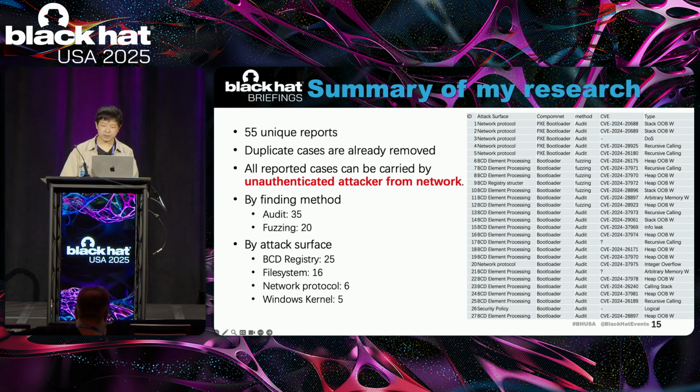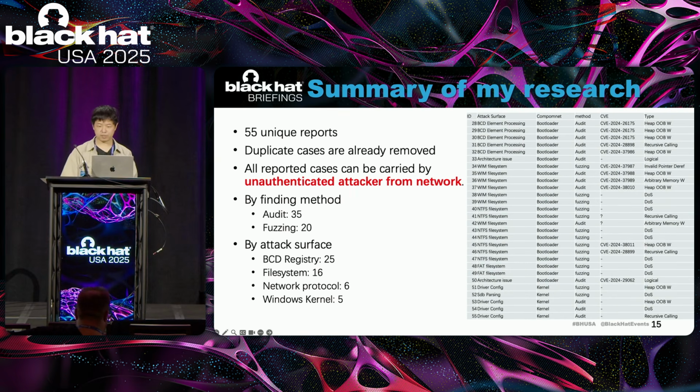Here's the summary of my research result. During the research period, I have submitted 15 reports to MSRC detailing various vulnerabilities identified within Microsoft SecureBoot implementation. You can see from the chart that by finding method, there were a total of 35 cases found by code audit and 20 cases found by fuzzing. In terms of attack surfaces, there were 25 cases related to BCD registry processing, 16 cases related to the file system, and 6 cases related to network protocol. And there are 5 cases happening in the Windows kernel.